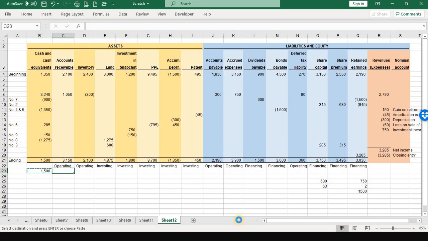So for the accounts receivable, 3,150. So the same. So for inventory, 2,100. Land for 875.